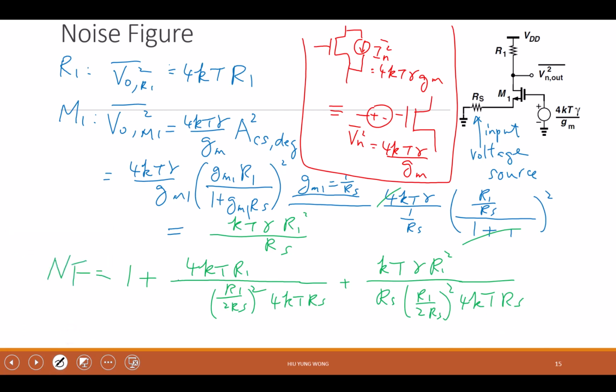What do I get? 4kT is gone, and then I have 4 here. So this is 1 plus 4 Rs squared divided by R1. That's the first thing. And then here I have kT gone. 4 is gone with this guy. Rs is gone because Rs divided by R squared times Rs. Then plus gamma. Ah, thank you, 4Rs. This is 4Rs. Very good.